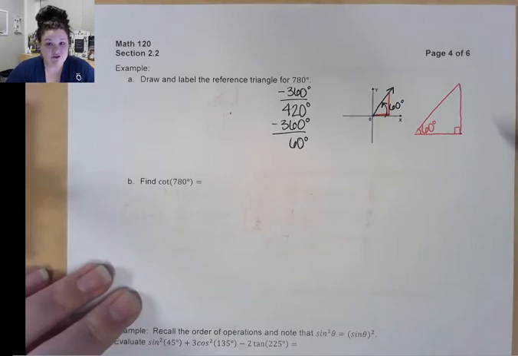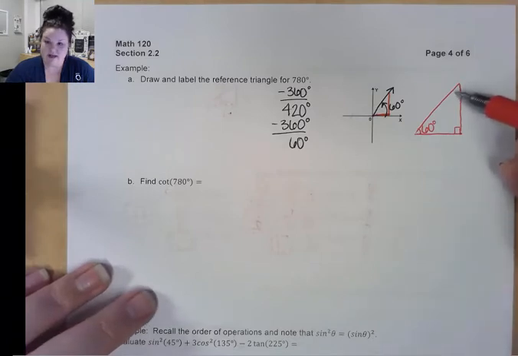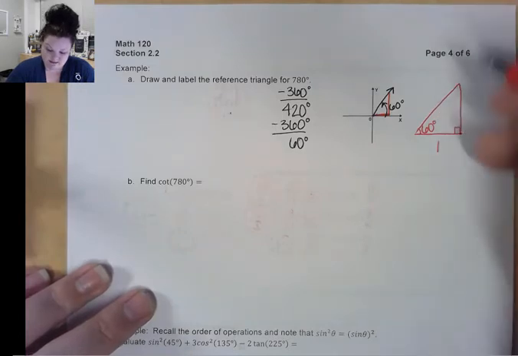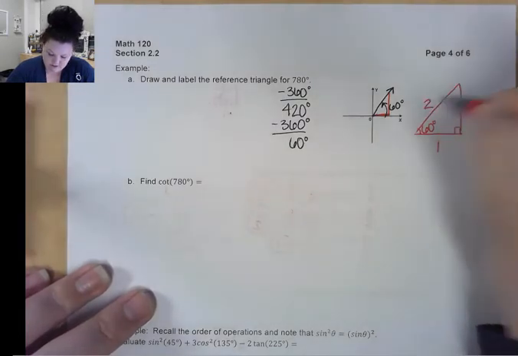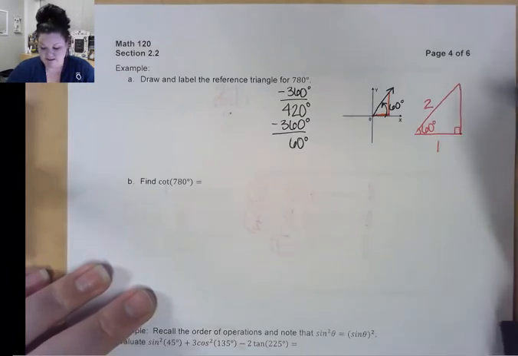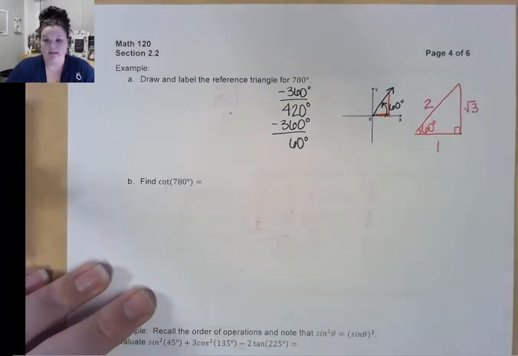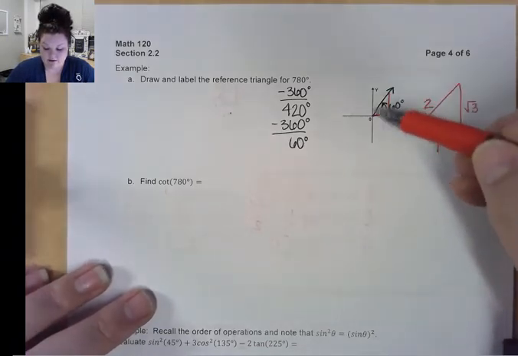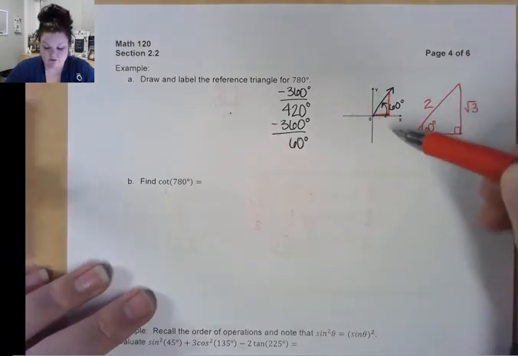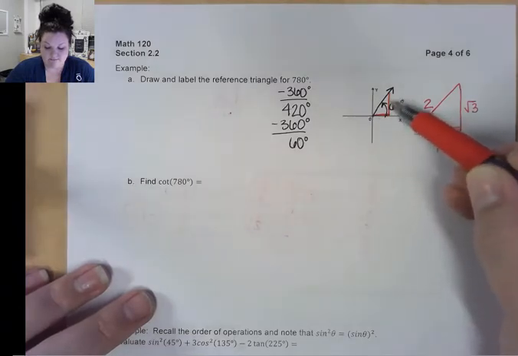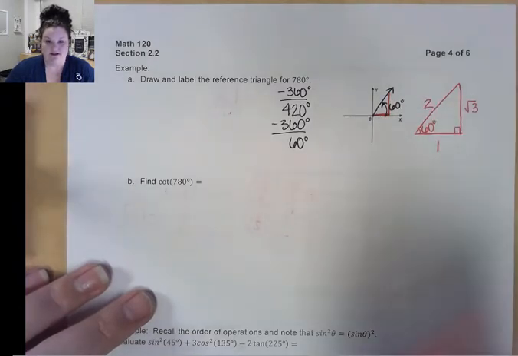It's a 30-60-90 triangle. So remember, we're using 1, 2, square root of 3. So if this is my 30-degree angle, that's my smallest angle, so across from it is 1. Across from the 90 degrees is 2. And then across from 60 is square root of 3. Okay. And then I just need to check to make sure they're all positive. Notice my angle is in quadrant 1. Quadrant 1 has positive x's and positive y's. So I just leave it like that.